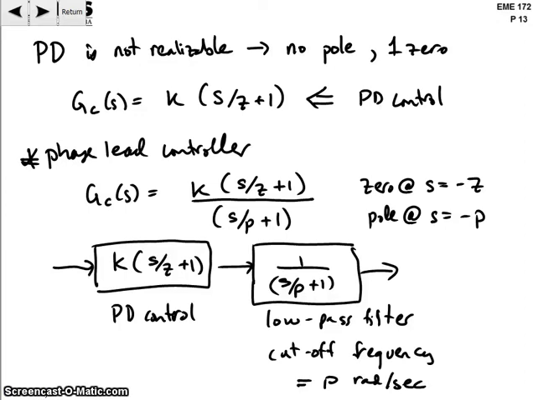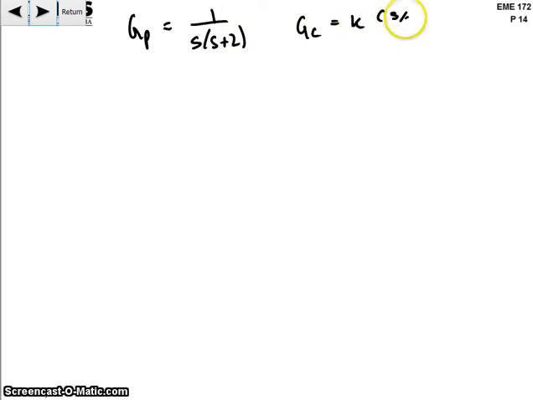Okay, so now let's try designing a lead controller, a phase lead controller, for the same plant. So we've got G_P here is 1 over s times (s plus 2). And our controller now is going to be equal to K times (s over z plus 1) times (s over p plus 1), like this, okay?